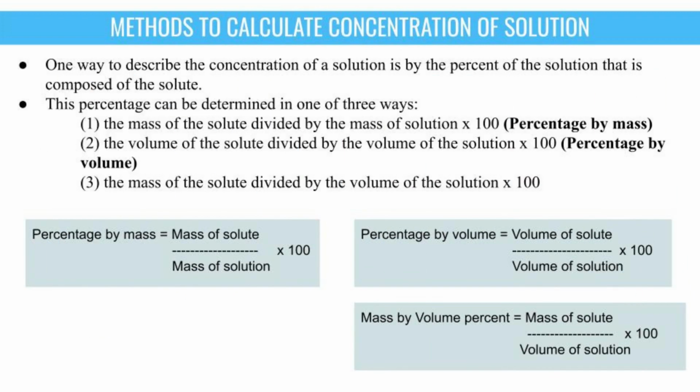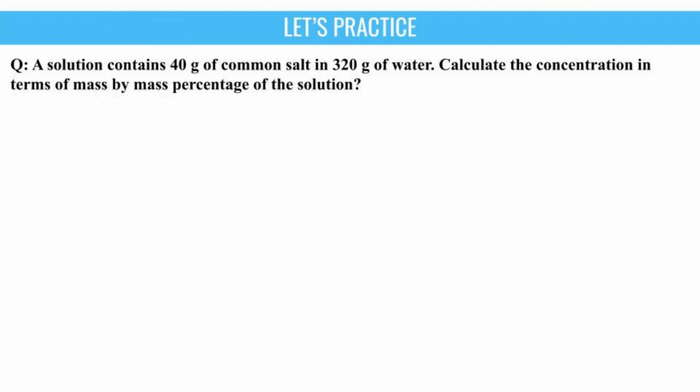One way to describe the concentration of a solution is by the percent of the solution that is composed of the solute. This percentage can be determined in one of three ways. 1. The mass of the solute divided by the mass of solution multiplied by 100. That is percentage by mass. 2. The volume of the solute divided by the volume of the solution multiplied by 100. That is percentage by volume. 3. The mass of the solute divided by the volume of the solution multiplied by 100. Let's practice these formulas using some numerical.